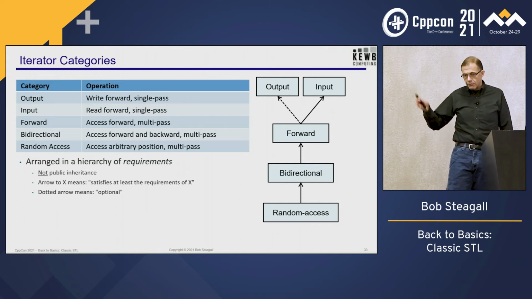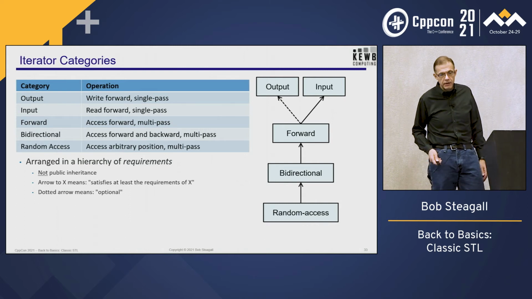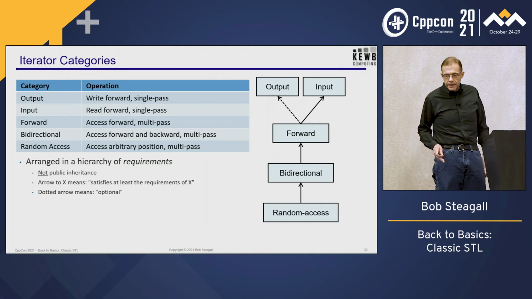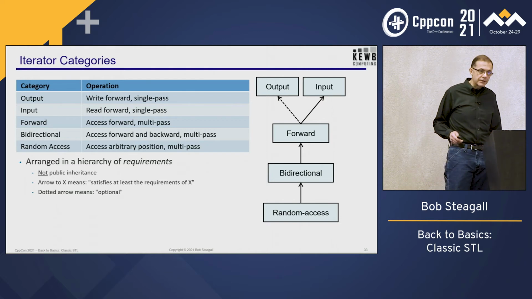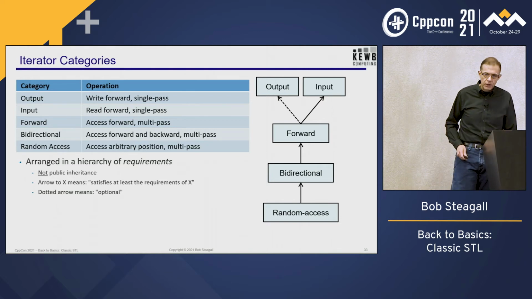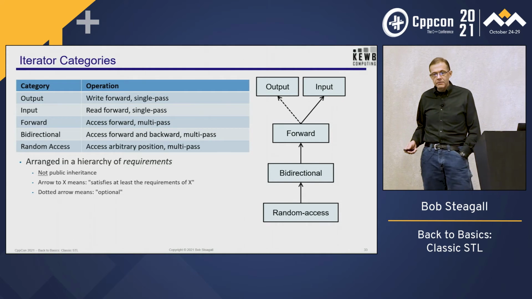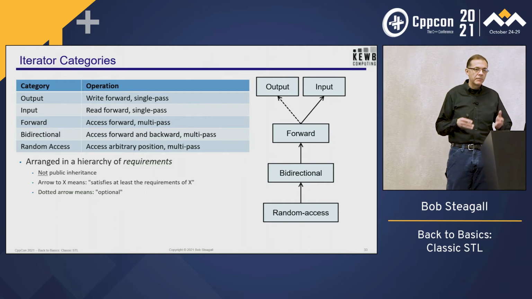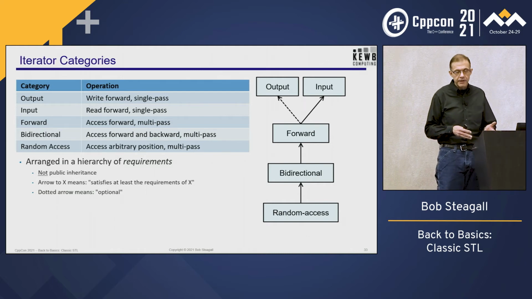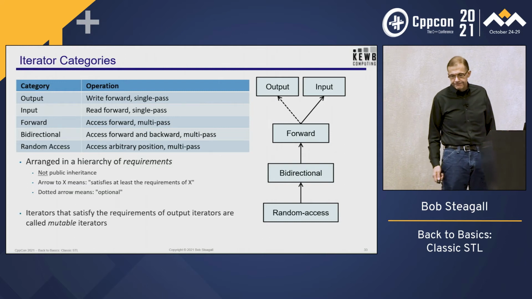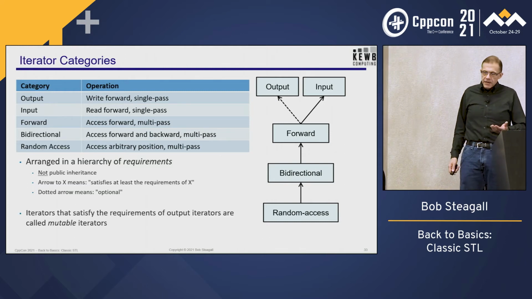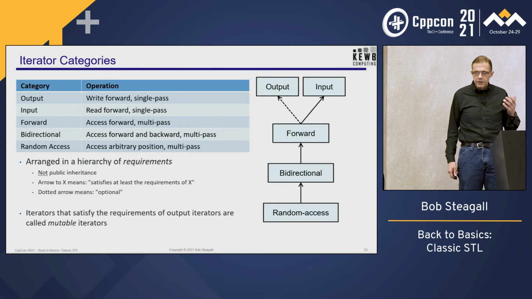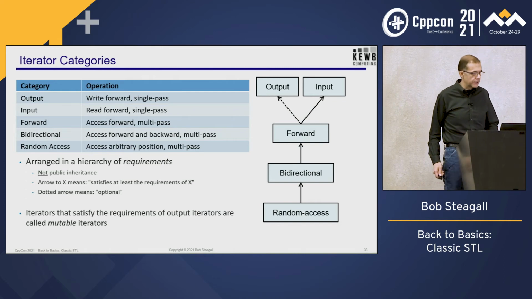All of the iterators on the right, input, forward, bidirectional, and random access, all provide read access. Forward and bidirectional and random access iterators that allow you to write also implement the interface of output iterators. Since input iterators are read only, they cannot and do not implement the interface of output iterators, which are write only. And finally, you may hear the term mutable iterators, and mutable just means this iterator satisfies the interface for output iterators.